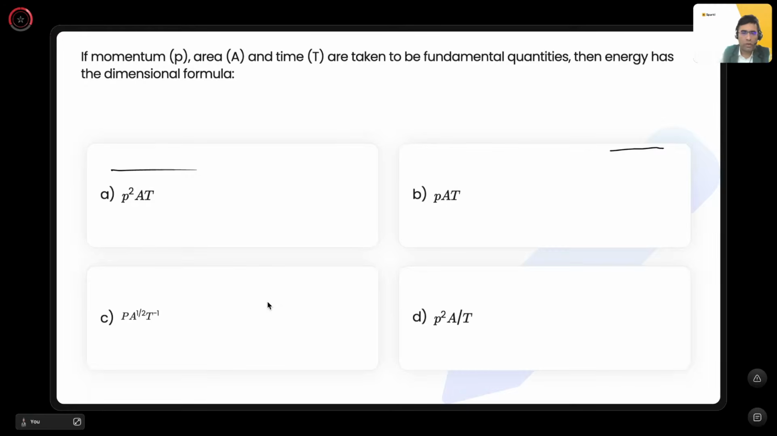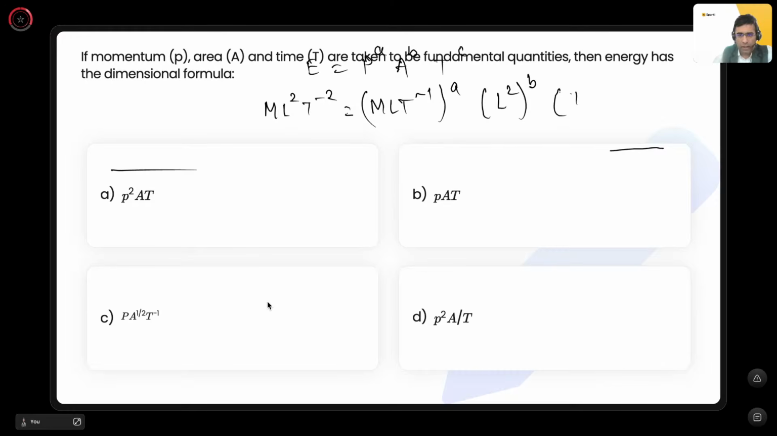So let's do it. Let's say energy depends on momentum to the power A, area to the power B, and time to the power C. So let's write the dimensional formula for energy. These are very easy questions. You just have to avoid calculation mistakes. Remember the dimensional formulas very clearly. So the dimensional formula of energy will be ML^2T^-2. Momentum is MLT^-1 to the power A, area is L^2 to the power B, and time is T to the power C.